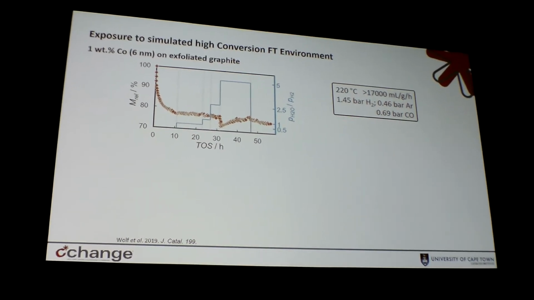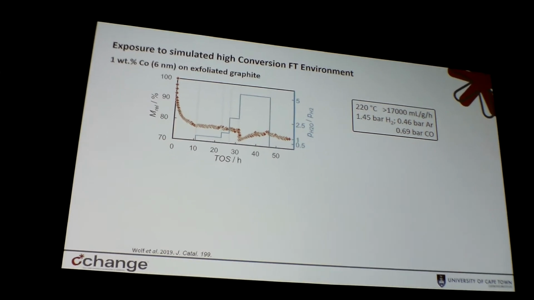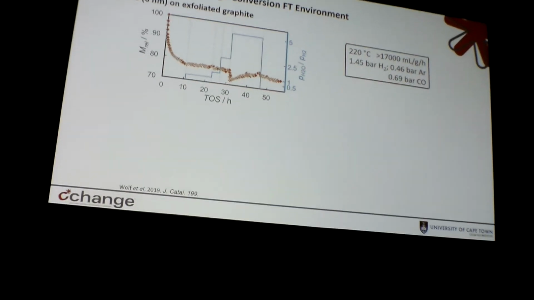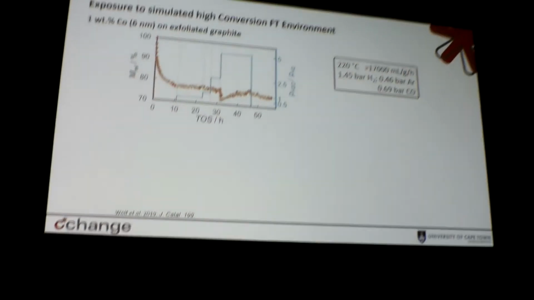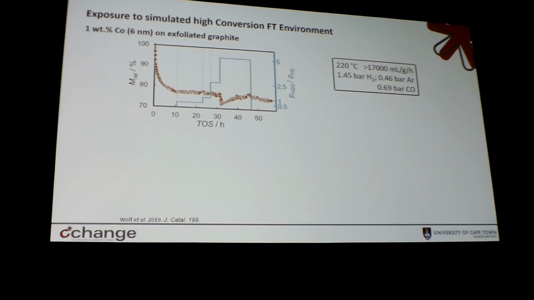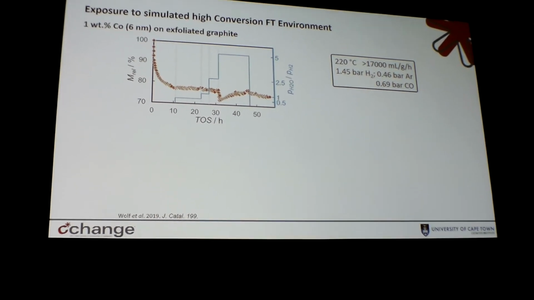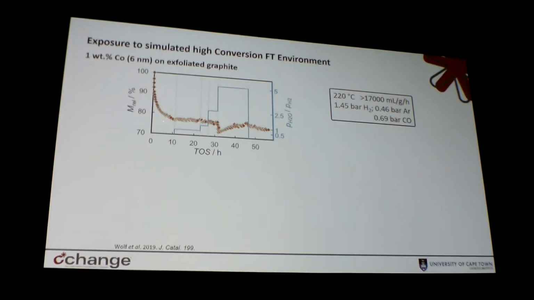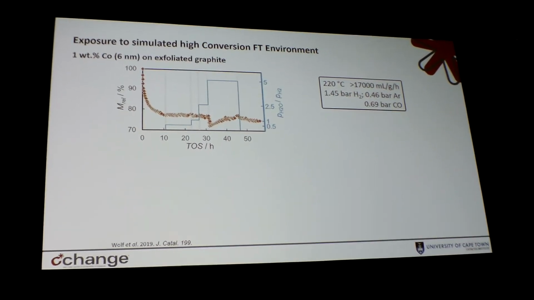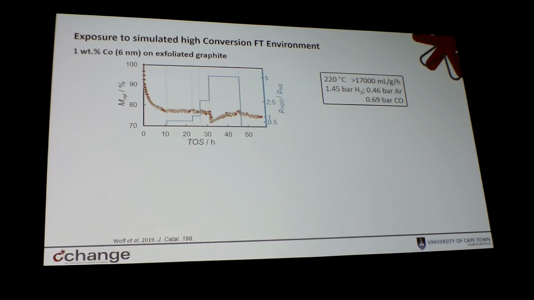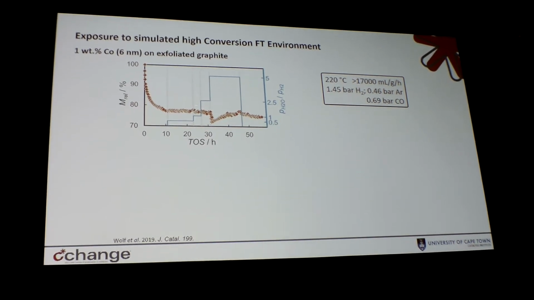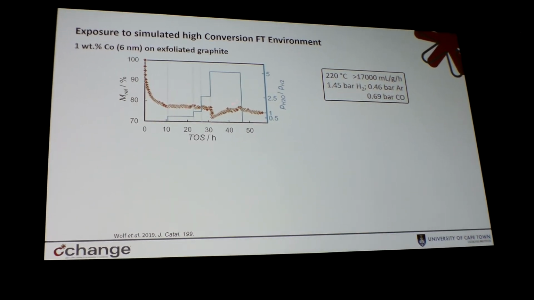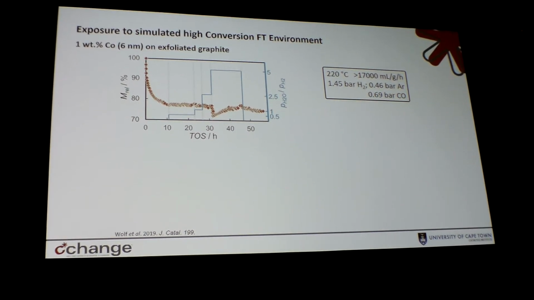And now we test this material in syngas at these conditions here, and we're increasing the water to hydrogen ratios as we step up this blue staircase here. And you can see initially there's some demagnetization, which is mostly due to the interaction of carbon monoxide with the surface for the first time. Then it's rather stable, very stable actually.